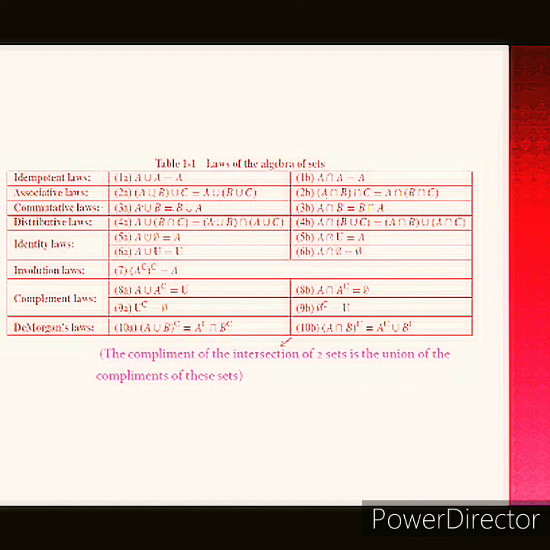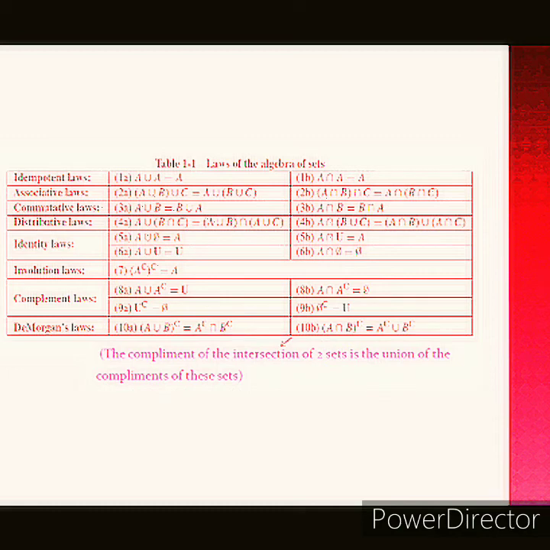The identity laws say A union phi is equal to A, and A union the universal set is equal to the universal set. Similarly for the intersection part. Involution law says the complement of the complement of A is equal to the set A itself.